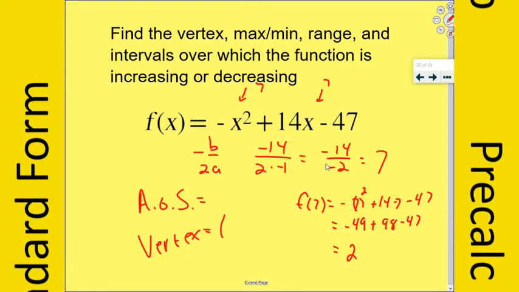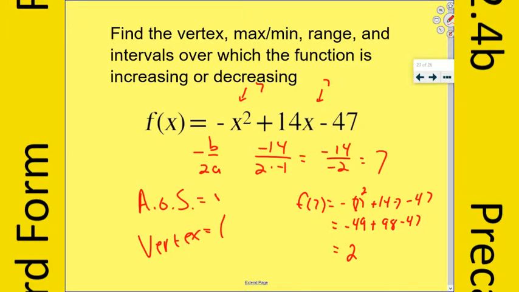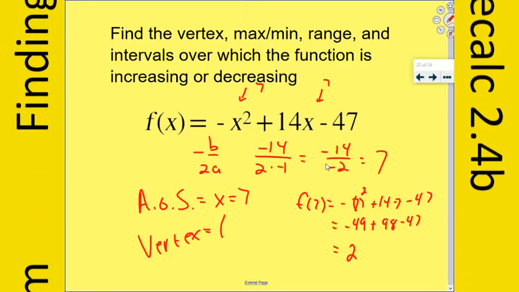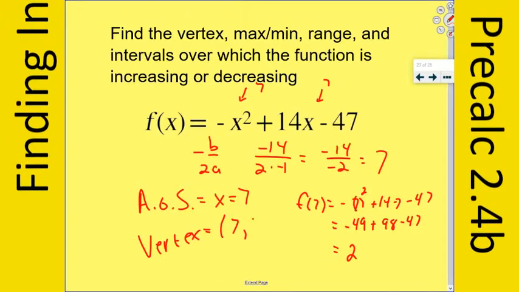Hopefully you caught it and you were like, Mr. Seja did a silly. X equals 7. That's my bad. Okay, so then our vertex is at 7, 2.